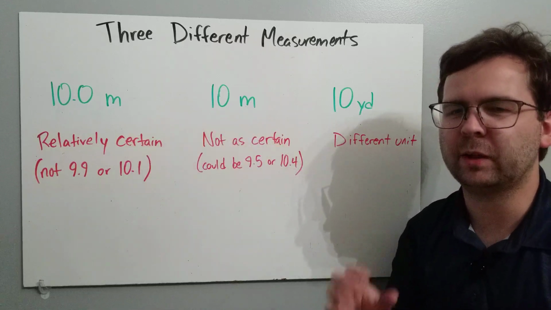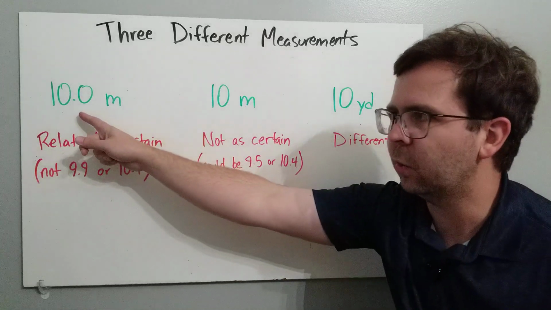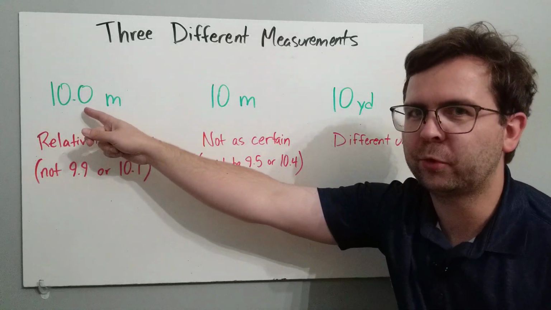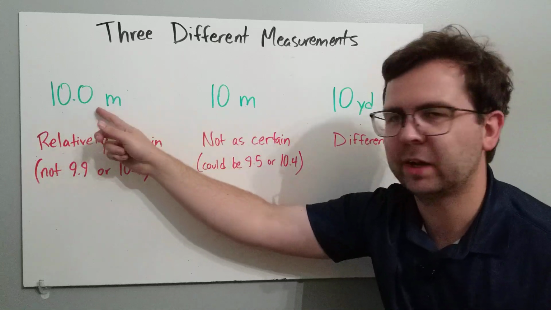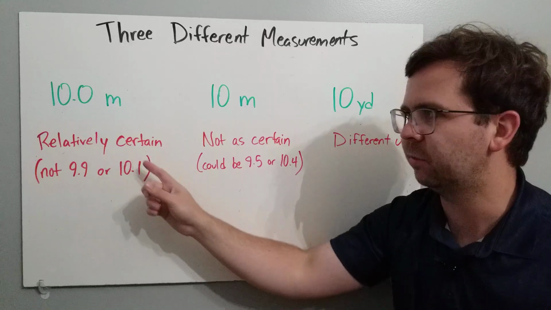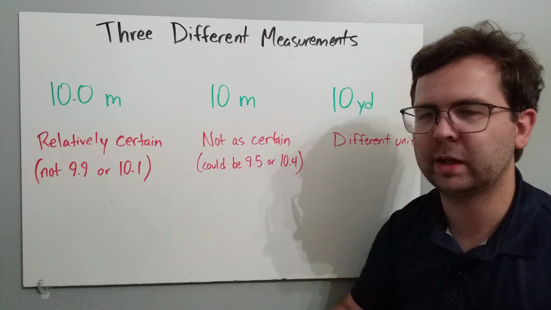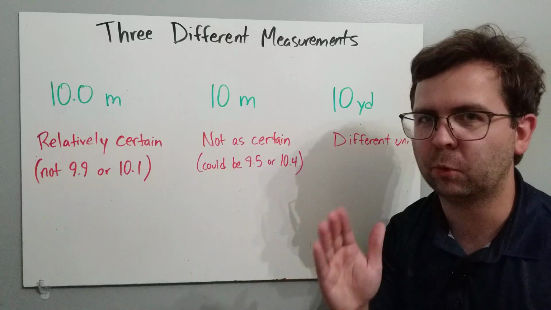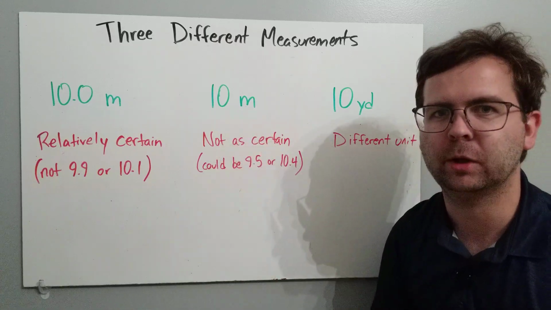The difference is that second trait, that precision element. The 10.0 measurement is more precise than the 10, right? When we say 10.0, we add that extra 0.0 in there to really indicate this measurement is relatively certain. We know it's not 9.9. We know it's not 10.1. We know it's 10.0. That's more precise than just 10 meters.